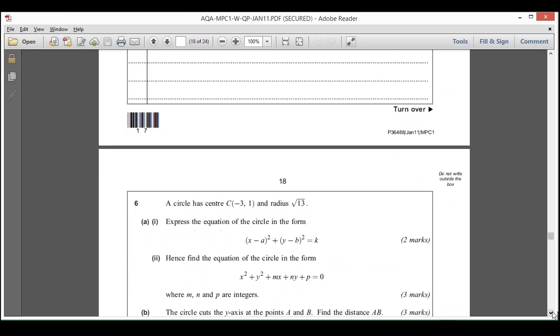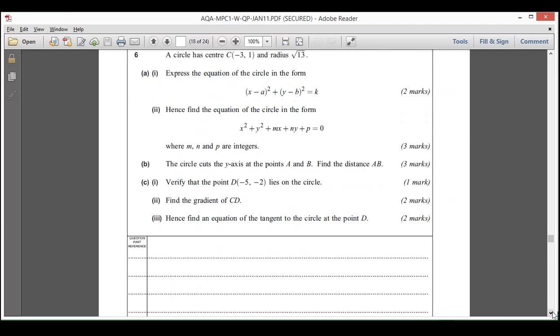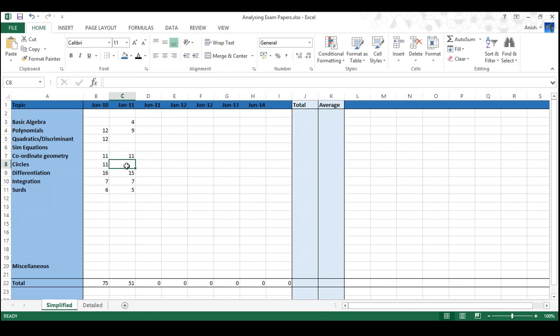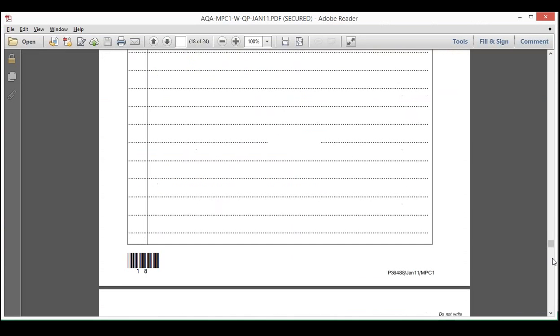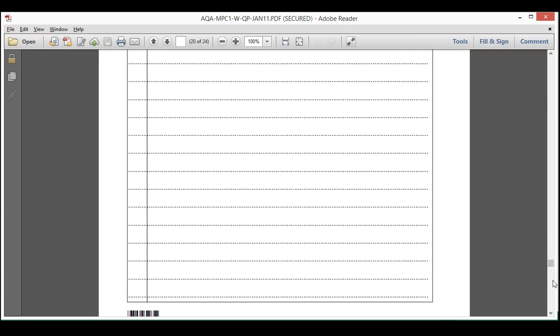And as predicted, circles. So how many marks is this? That's 5, 8, 9, 13. Now there's a further 11 marks here. So let's see what the final question is on.